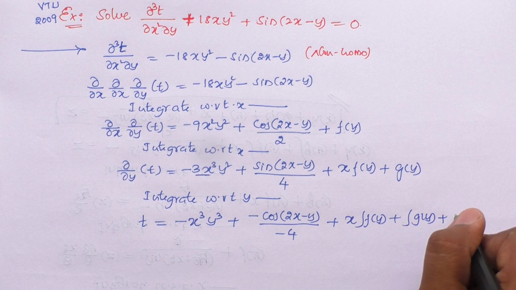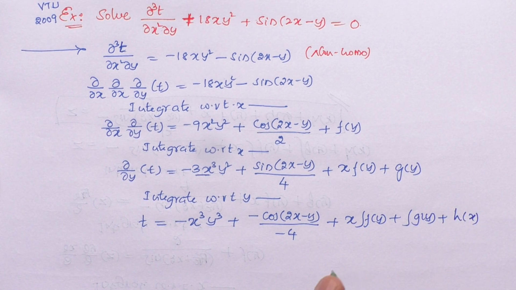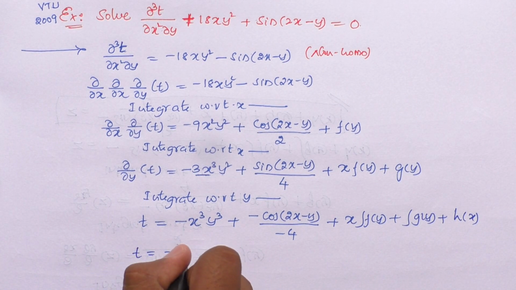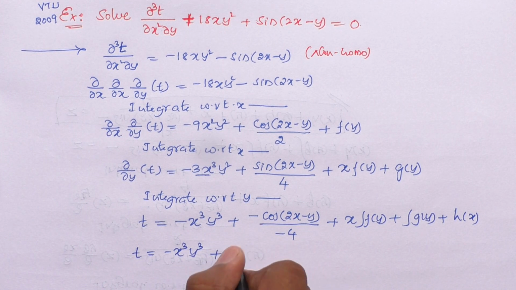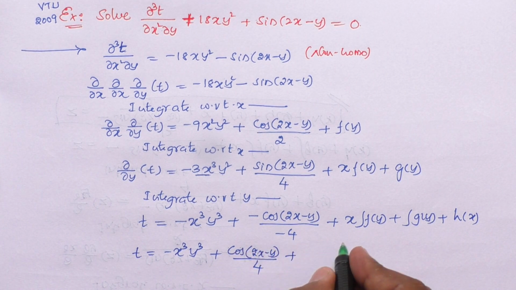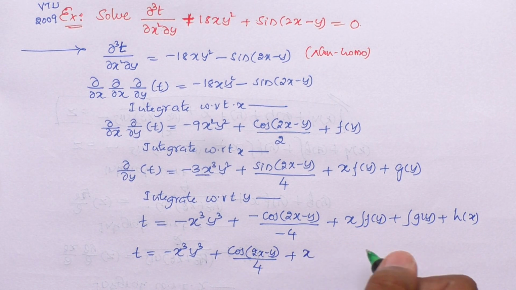With respect to y, the x term is constant, so we consider it as h of x. So this can be written as minus x cube y cube plus, the minus cancels, so 4 cos of 2x minus y divided by 4 plus x into some arbitrary term. So you will get another term.